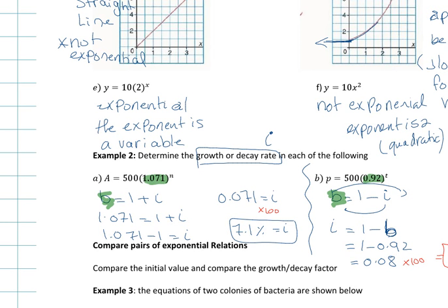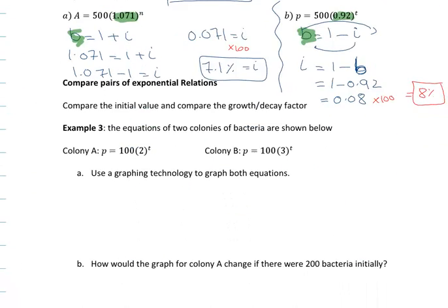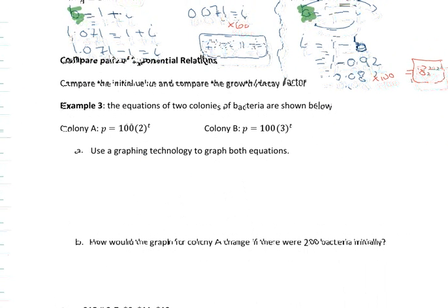So if I'm looking at these examples, I have to compare the initial value and compare the growth and decay factor. So I'm looking at the two equations of the two colonies of bacteria. I have P equals 100 times 2 to the power of T, while the other one is 100 times 3 to the power of T. Before we graph, can you compare the two equations for me?